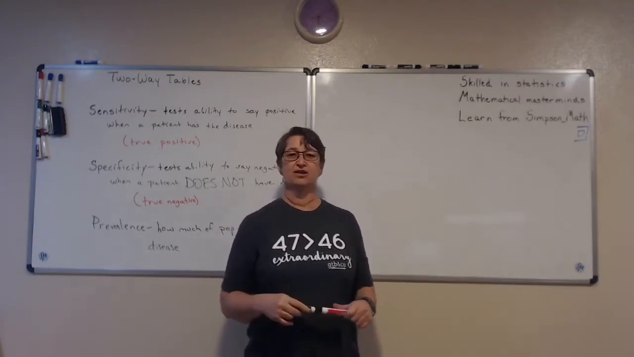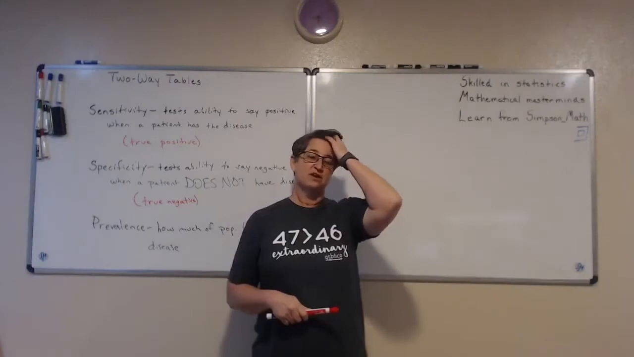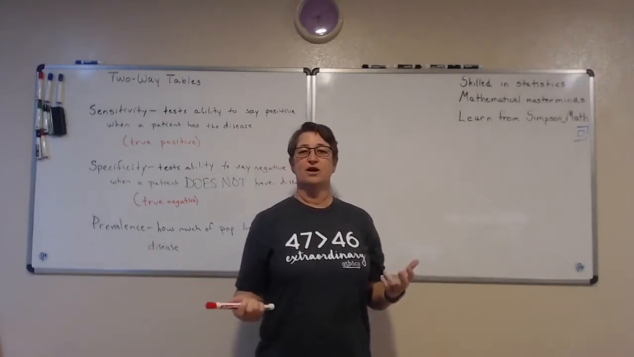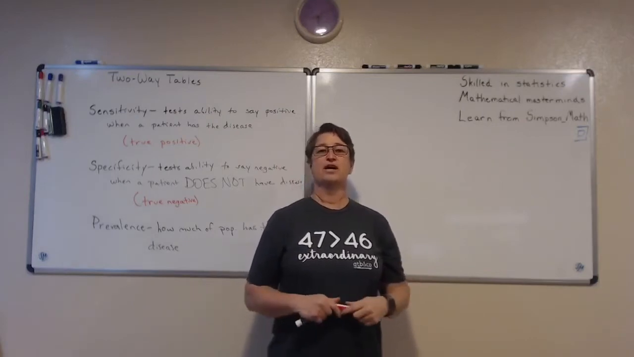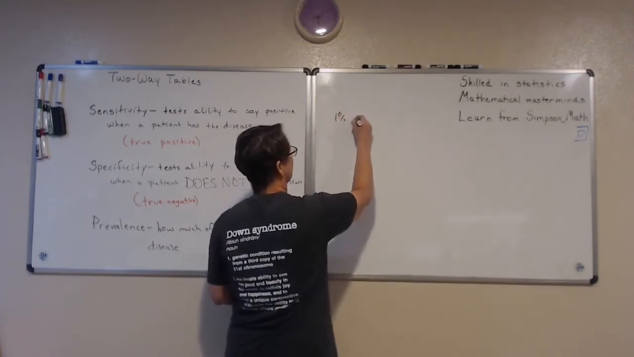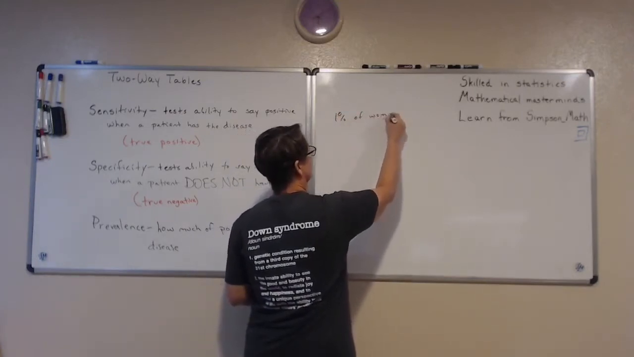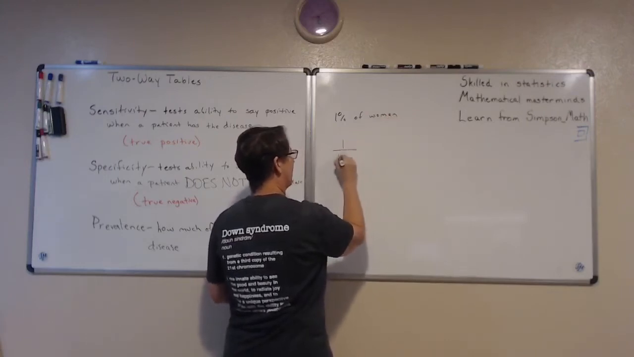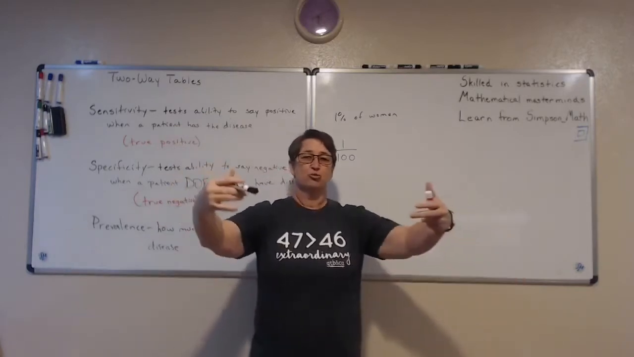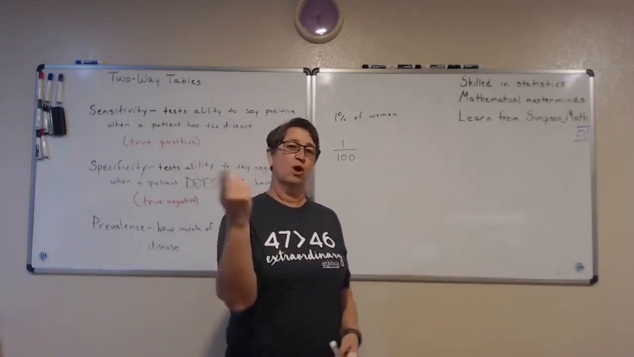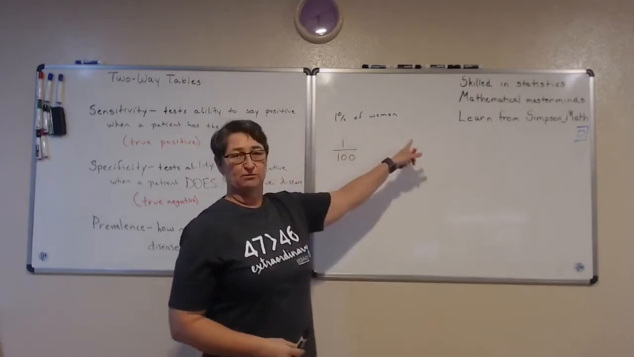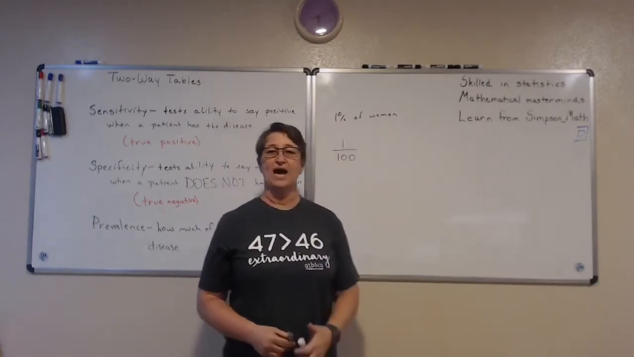So if I say that 1%, yeah, Bo, that's exactly right. The commonality of it. So like if I say 1% of women my age have breast cancer, well, that means 1 out of every 100 women. If I gathered together randomly a group of 100 women my age, I would expect one of them to have the disease. That's what that prevalence means.